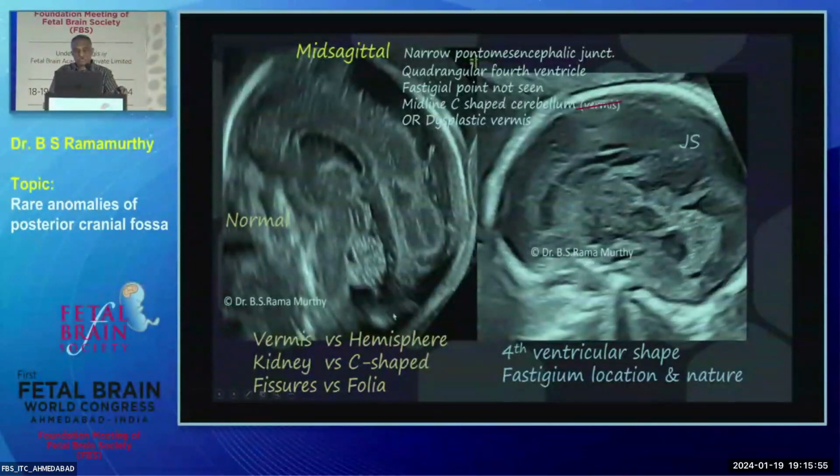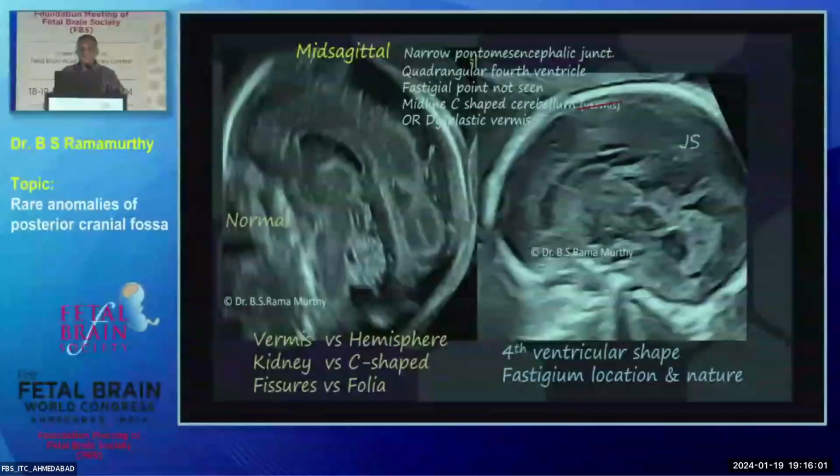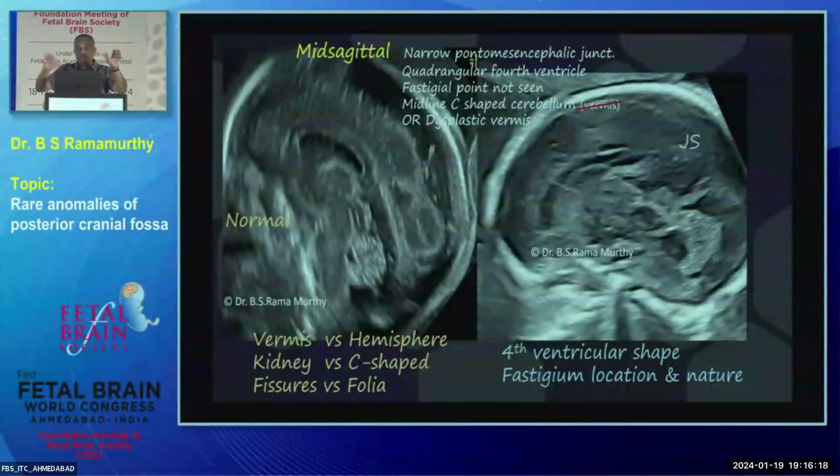If it's a true vermis, you have fissures. It lights up like a light bulb. That's how hyperechoic it is. But if it is a midline cerebellum, you don't have the hyperechogenicity because it's folia and not fissures. So you have to distinguish between fissures in the true vermis versus folia in the hemispheres.